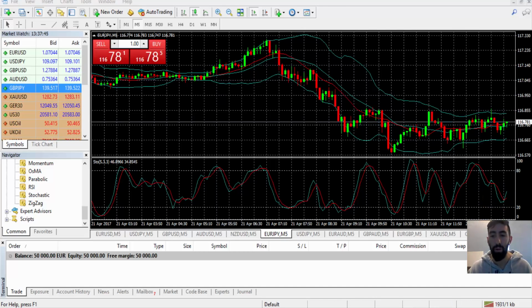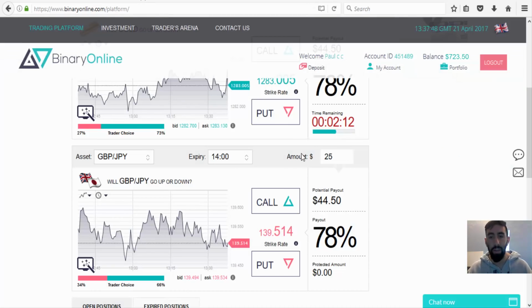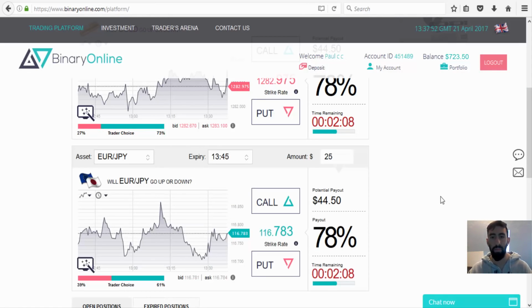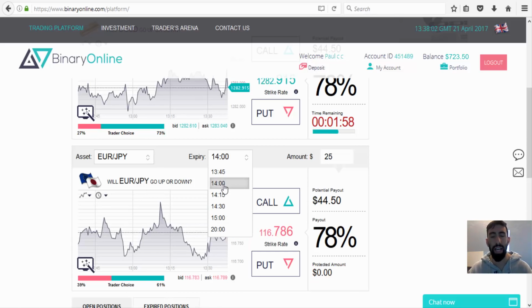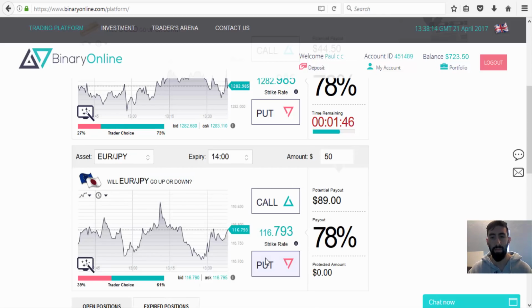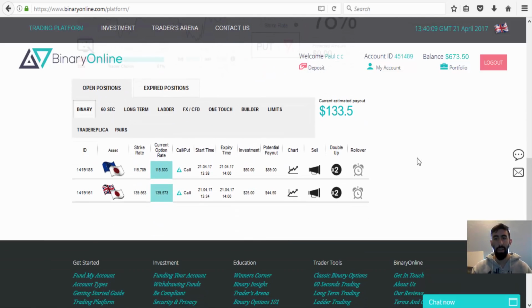Again, we go back to our broker here, Euro JPY, and we're going to have this trade end at 1400, $50 trade, and place a call. Approve it. So let's take a look and see. All right, we have our 2 entry trades over here, and so far they seem to be nicely in the money with a current estimated payout of $133. So let's give it a moment, guys.